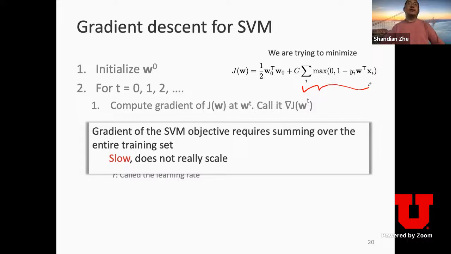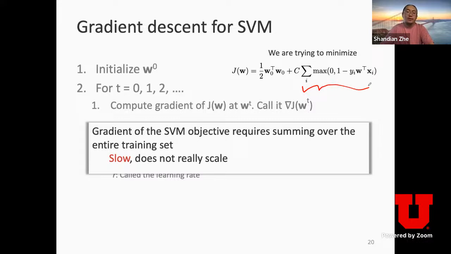Say you have 1 billion training examples, which is not uncommon in today's scenarios. In that case, you have to calculate the gradient 1 billion times to generate a single full gradient, and then use that full gradient to update your model just once. That's really slow. That's why in practice, people don't like it.